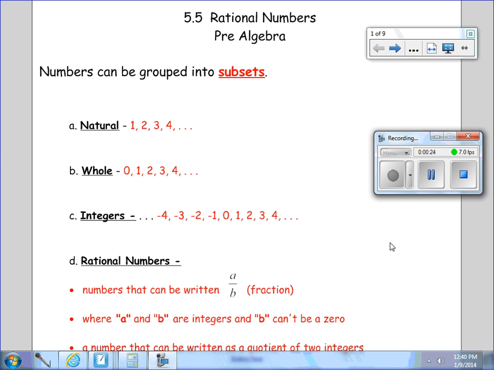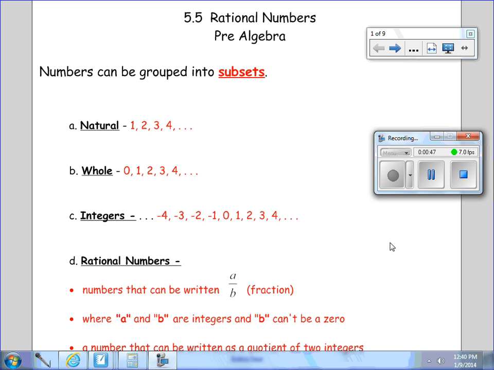Integers. Integers are the examples on the board: -3, -2, -1, 0, and it continues on. Integers are all whole numbers and their opposites, and 0. So if somebody asks you what is an integer, it's every whole number and their opposites and 0.